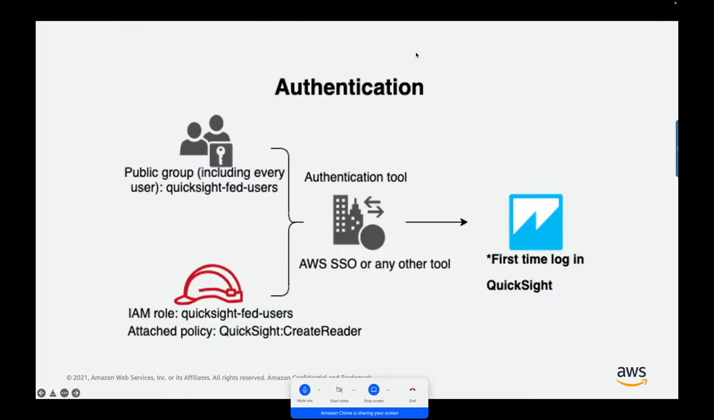Yeah. And the end-to-end workflow is you can create a group, let's say QuickSight federated users. And this group is a public group, including every user. And then you give them a role. The IAM role is QuickSight federated users, and only provide one action, say create a reader.